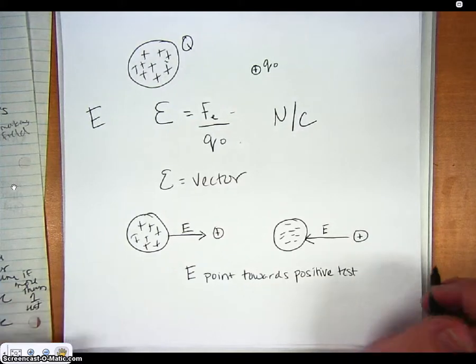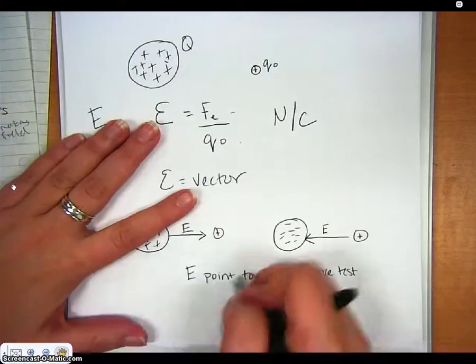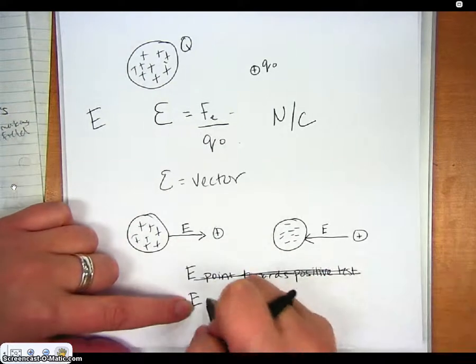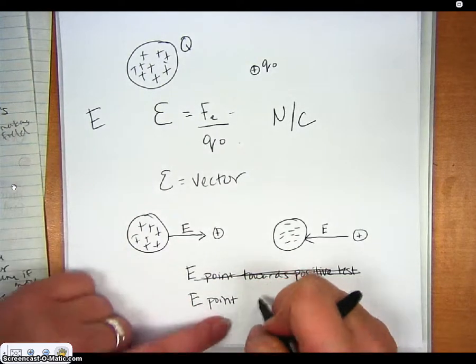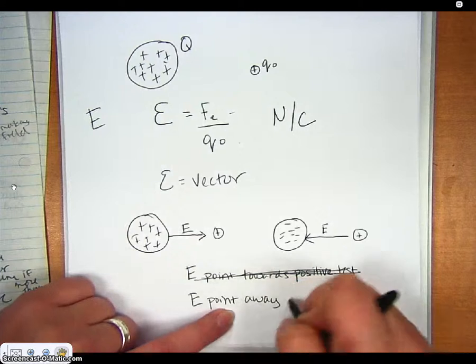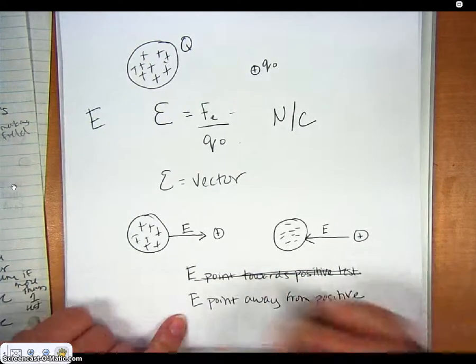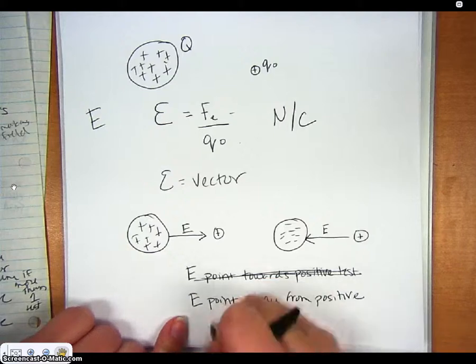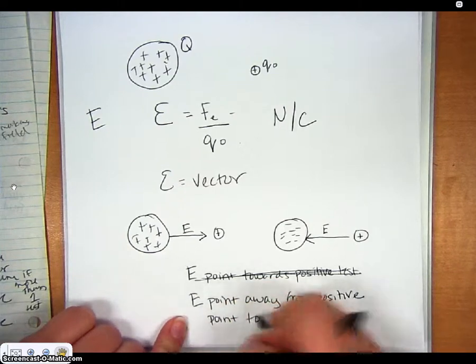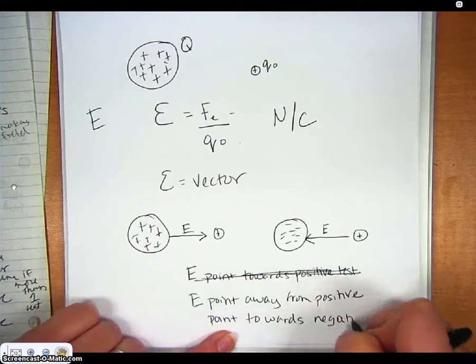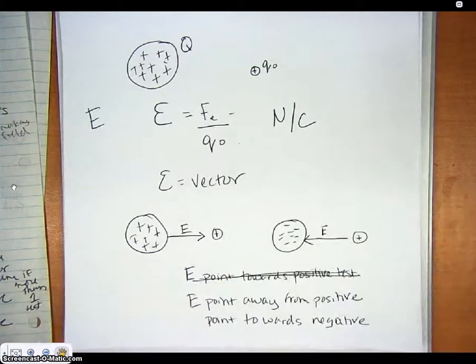Okay, that might be a little bit confusing. Let's say it like this. Electric field lines point away from positive charges, and they point towards negative charges. Then we don't have to think about the test particle at all, or worry about test charge or anything there. We just know if you've got a positive thing, the electric field line is away from it. If you've got a negative, it's towards it.